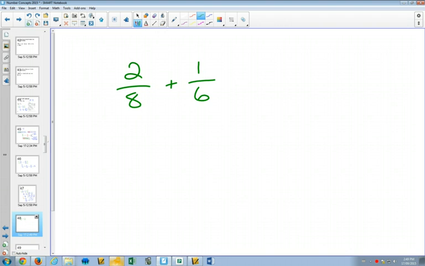What were you going to say? Sounded like you saw something. You can already half it. So we can change the 2 over 8 to 1 over 4.